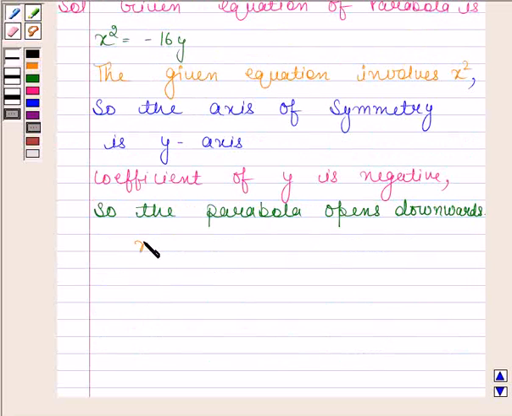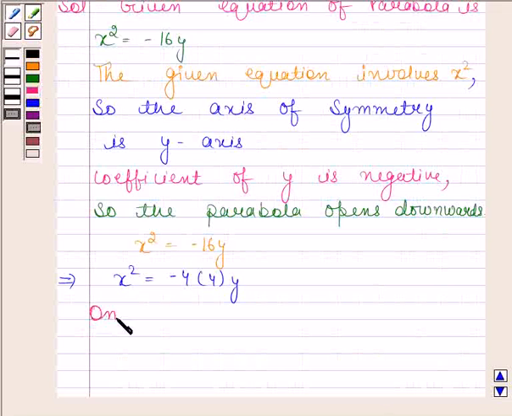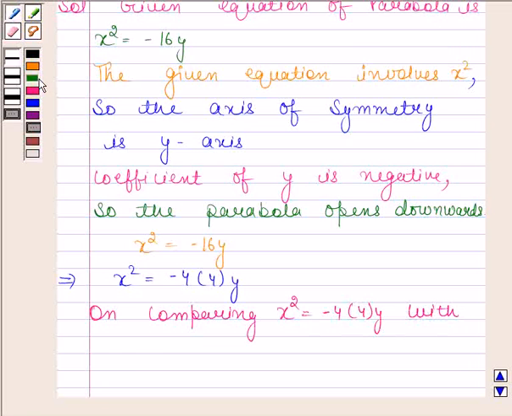Now the given equation of parabola is x squared equals minus 16y. We can write this equation as x squared is equal to minus 4 into 4 into y. Now clearly this equation is of the form x squared equals minus 4ay. So on comparing x squared equals minus 4 into 4 into y with x squared equals minus 4ay, we find that a is equal to 4.